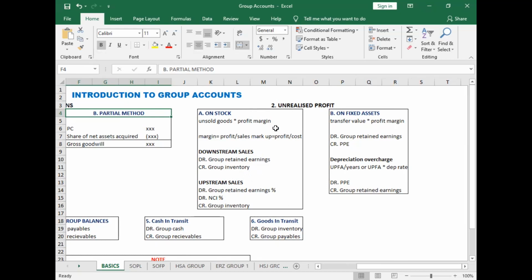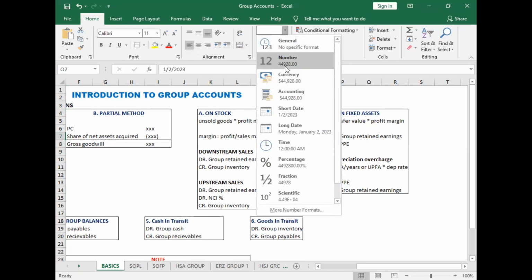Remember, sometimes or most times the question will give you a markup. Markup equals profit over cost, and margin equals profit over sales. If you've been given markup, to change it to sales, remember cost plus profit equals sales. So you just add the profit to the cost.